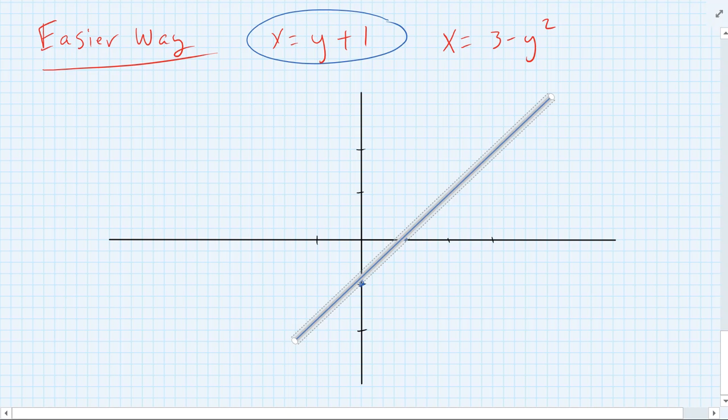So there's our line. And now I need to graph the parabola. It is a sideways parabola. The vertex is at (3, 0). I know that if I go up 1 and right 1, that's 1 point. If I go up 2, I have to go left 3. And then if I go down 1, I go left 1. If I go down 2, I go left 1, 2, 3, 4.